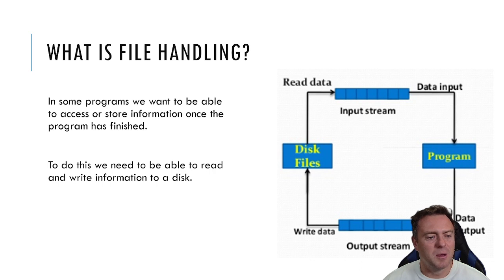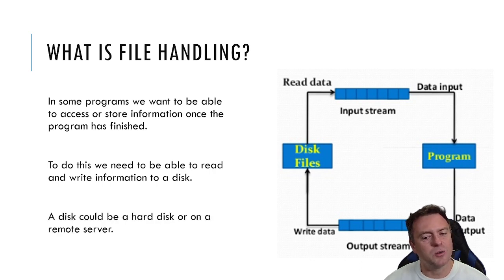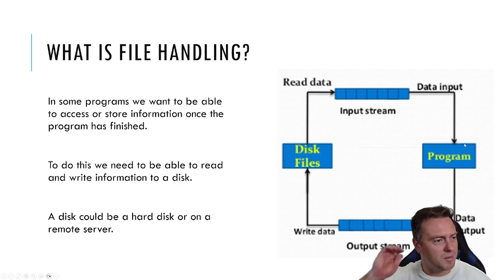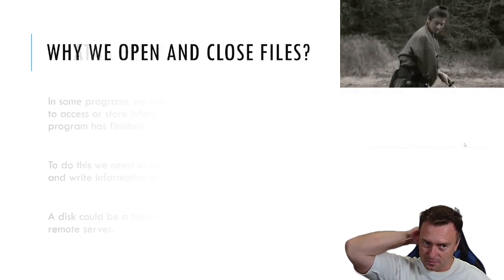To do this, we need to be able to read and write information to a disk. The disk can either be local, or it can be on a remote server, or even on the cloud on an AWS server. I've got a little diagram here which shows what happens. You've got a program that outputs data as a stream to a disk file, and then the disk file is read through an input stream back into the program, if you want to do it that way.